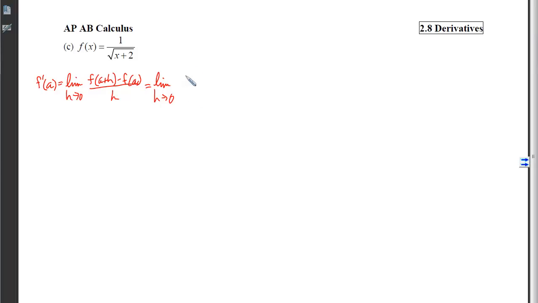You've got to keep both of them, so lots of stuff to keep straight in here. First, we're going to plug in a plus h and see what comes out. So everywhere that there's an x, I'm going to write an a plus an h. Then I'm going to subtract what comes out when I plug in an a. So again, everywhere that there's an x, I'm now going to replace it with an a. And on the bottom, I will put that h.